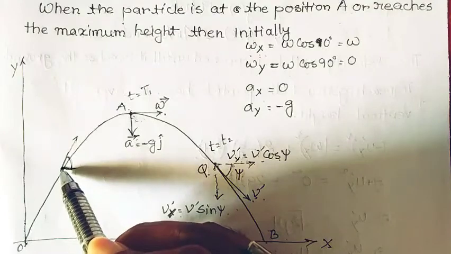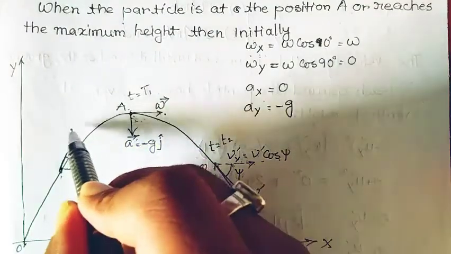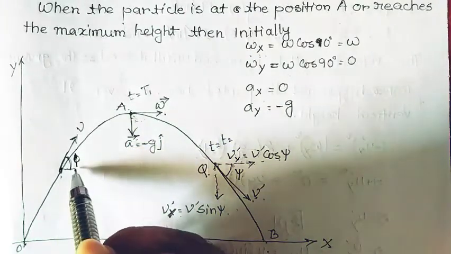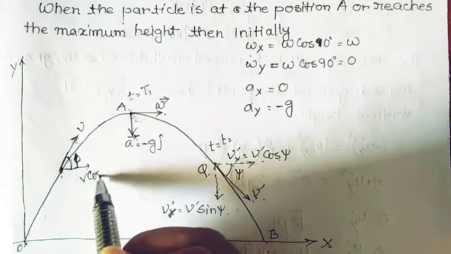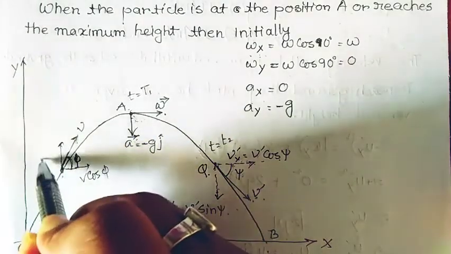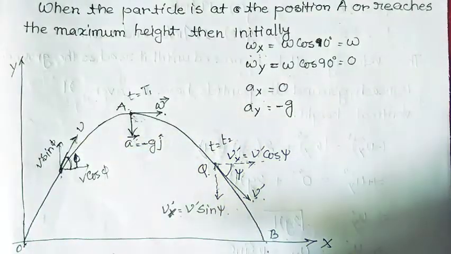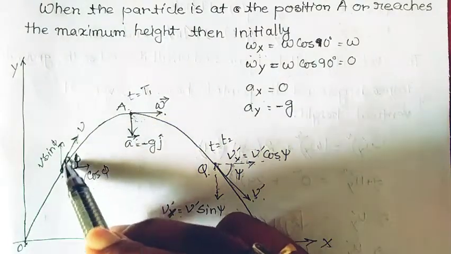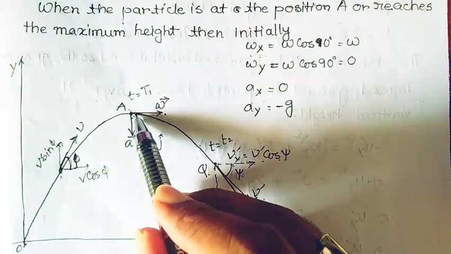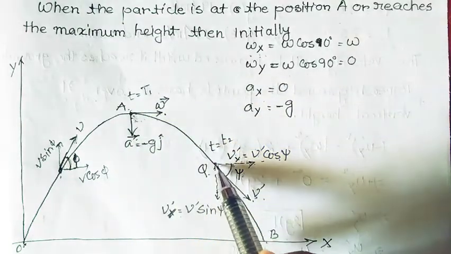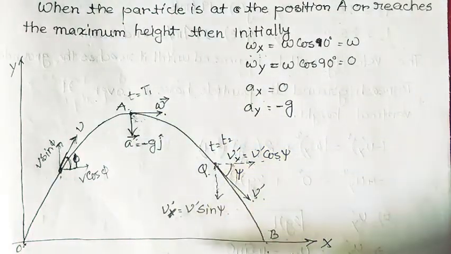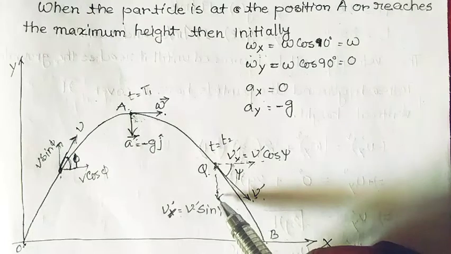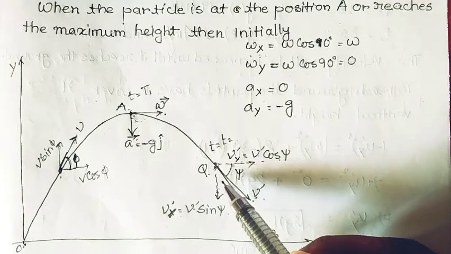If I draw a tangent at any point here, if I say this is the velocity V prime, and the angle with the horizontal is phi, then this is V cos phi and this is V sin phi, just similar to what we have discussed in the previous lectures. And when it reaches here, this V sin phi, that vertical component, decreases to 0. Now when it again comes downwards, V prime y, that is V prime sin phi, again has a non-zero value, but in the opposite direction.